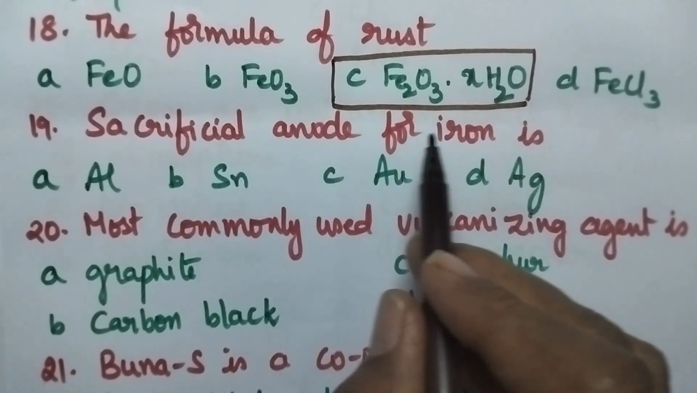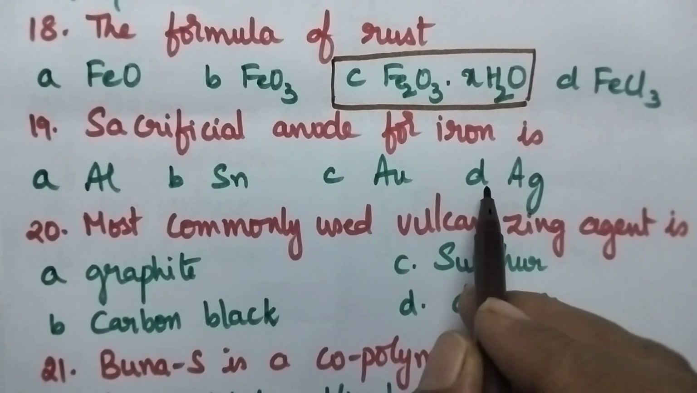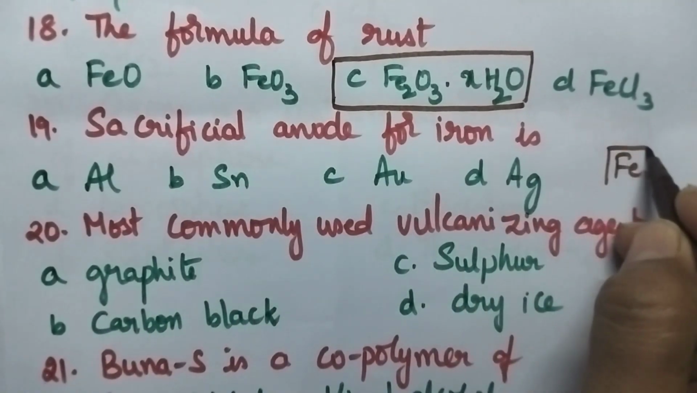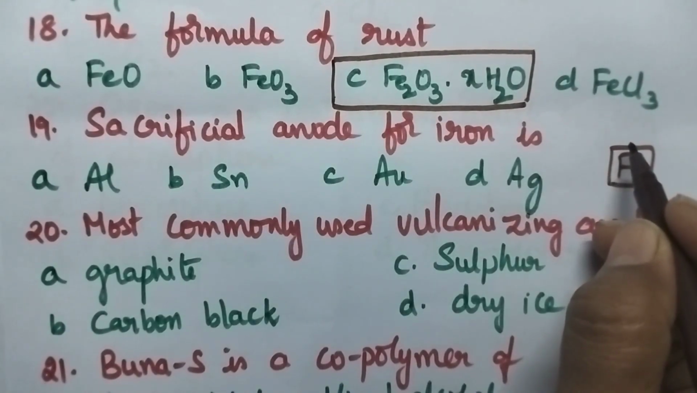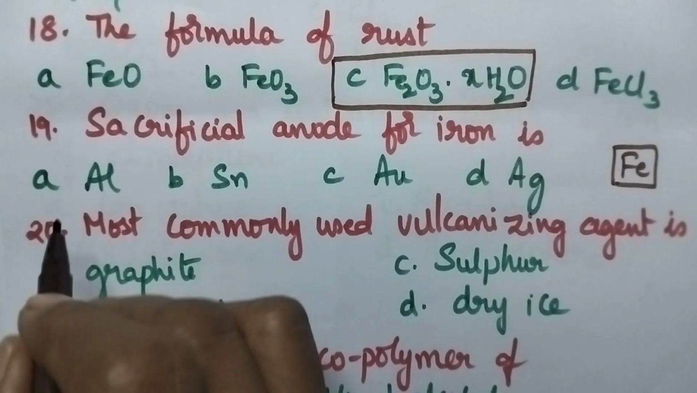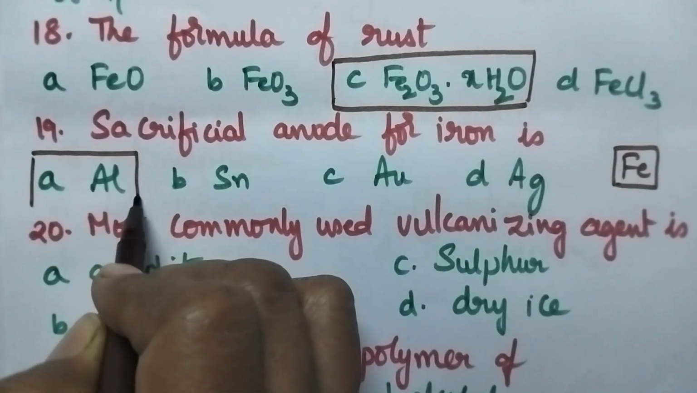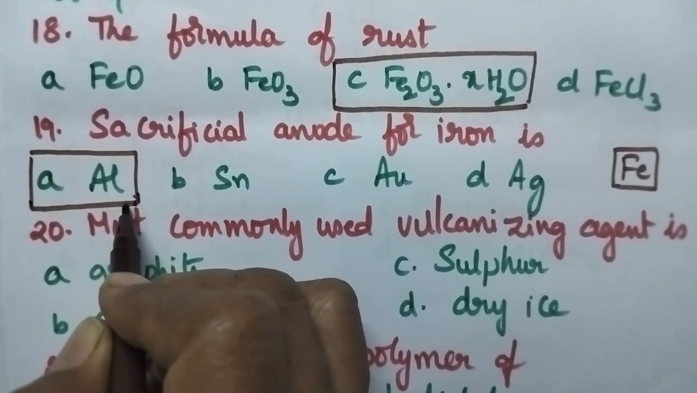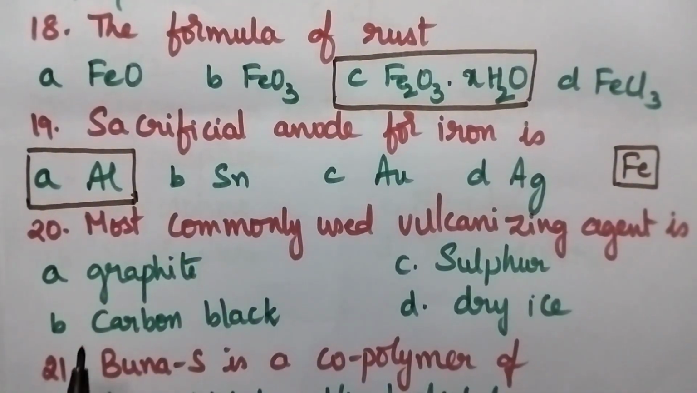Sacrificial anode for iron is A. Aluminium. B. Tin. C. Gold. And D. Silver. Here the base metal is iron. Hence the metal above iron will act as anode. So from these examples it is very clear that aluminium is present above iron in electrochemical series, and hence option A, aluminium, is the right answer.